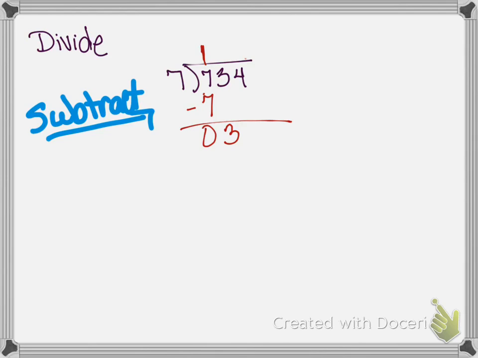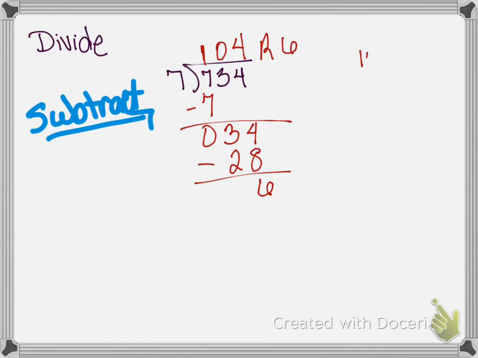So I have to write that 0 for place value there. That's going to be important too. So remember that place value. Nothing goes into that, so I bring down my 4. How many times does 7 go into 34? 4 times. 4 times 7 is 28. Again, I subtract. And I have a remainder of 6. So I can write this as 104 remainder 6.